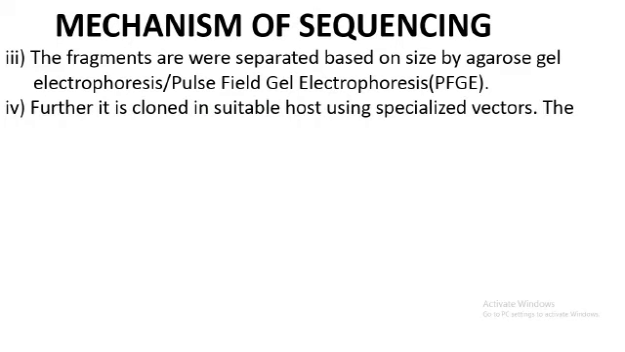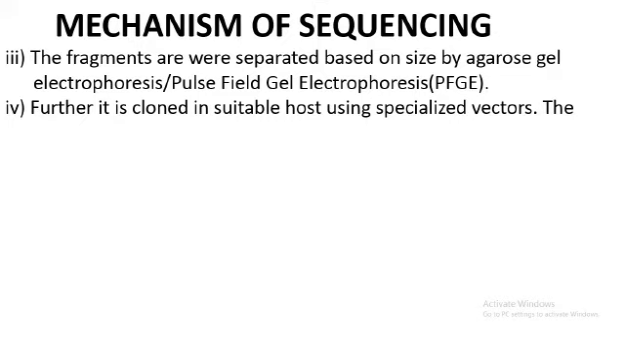Next phase. Further, it is cloned with a suitable host using specialized vectors. What is cloning? To prepare identical copies of the DNA fragment, because with just one DNA fragment you cannot carry out research. So you want thousands or millions of copies of the DNA fragment. So that will be done by cloning. So cloning is preparing identical copies of DNA, and this cloning will be done by using specialized vectors.